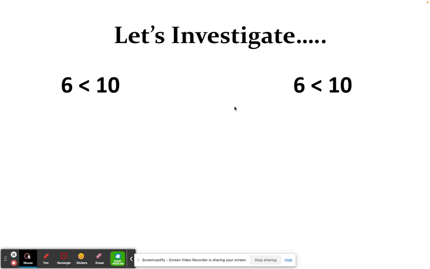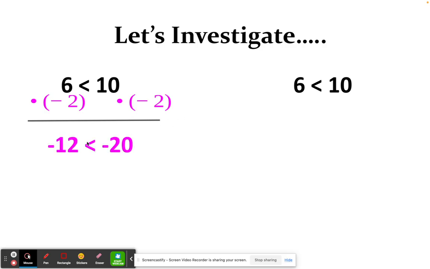So why am I doing this? Well, let's try one more thing. What if I multiply both sides by negative 2? 6 times negative 2 is negative 12. 10 times negative 2 is negative 20. Is negative 12 less than negative 20? No, that's not true. What happened here?